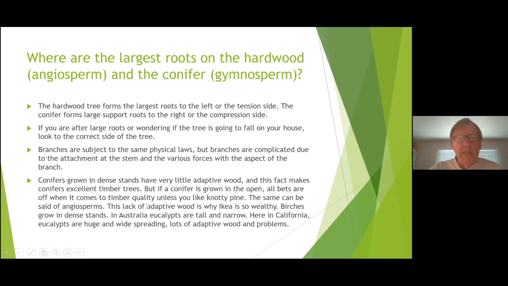This lack of adaptive wood is why IKEA is so wealthy, because in Sweden it's covered with birches. The birches growing very close to each other, so the wood is very, very uniform and very nice, pleasant lumber. Not spectacular form or grain or any kind of interest to it, but it's just straight. In Australia, the eucalypts are all tall and narrow. Here in California, eucalypts are huge and widespreading, lots of adaptive wood and lots of problems because they're grown out in the open.